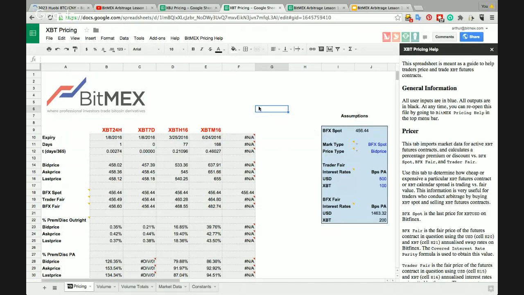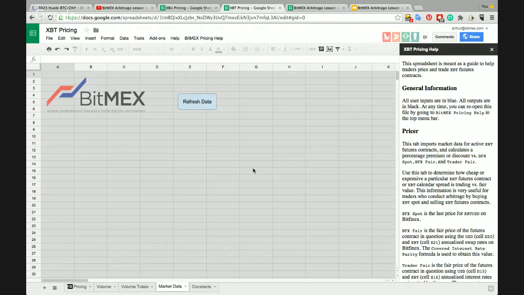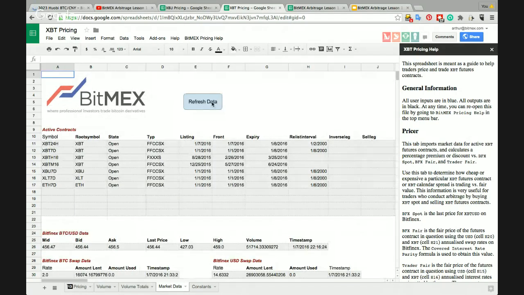So, these sheets are a little fickle sometimes. If you go to the market data tab and you click on refresh data, it will run a little script and pull in some of the most recent data from BitMEX. We have a spreadsheet which has real-time data, which you can find on the BitMEX website.